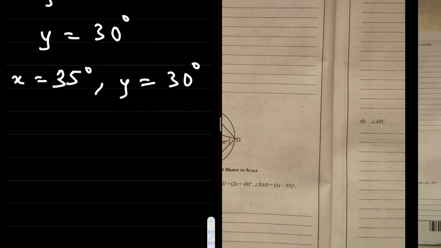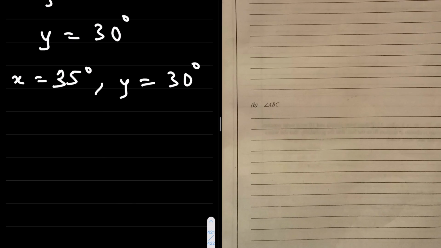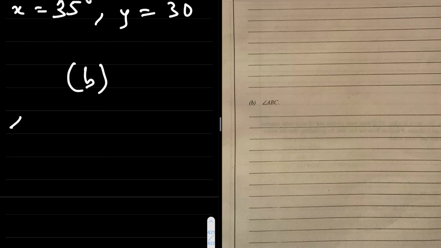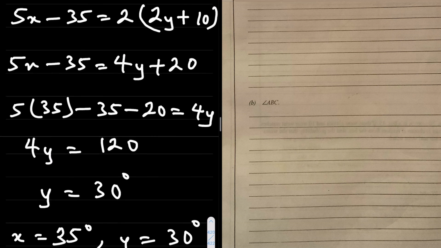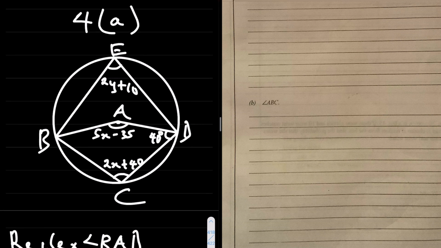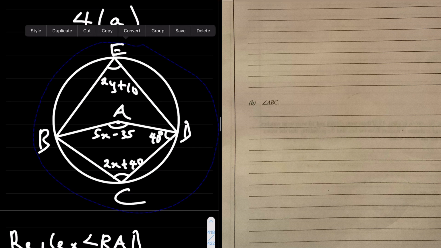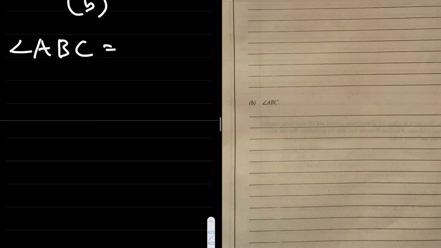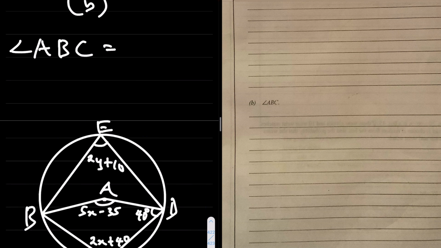Now, what's the second question? The second question says find angle ABC. That's not BAD, ABC. How do we find ABC from this diagram? Let me bring the diagram down. How do we find angle ABC from the diagram?